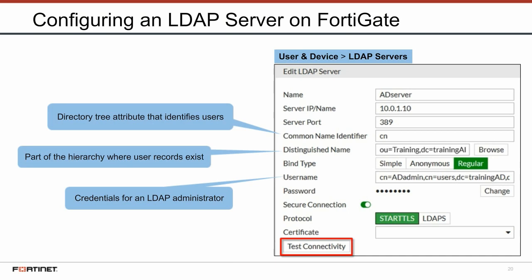If you want to have a secure connection between FortiGate and the remote LDAP server, enable Secure Connection and include the LDAP server protocol, LDAP-S or Start TLS, as well as the CA certificate that verifies the server certificate. Note that the Test Connectivity button only tests whether the connection to the LDAP server is successful or not. To test whether a user's credentials can successfully authenticate, you must use the CLI.